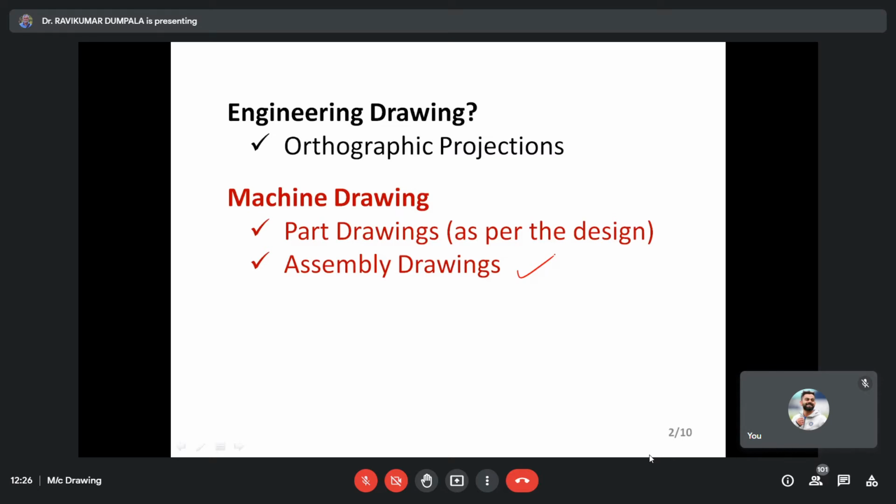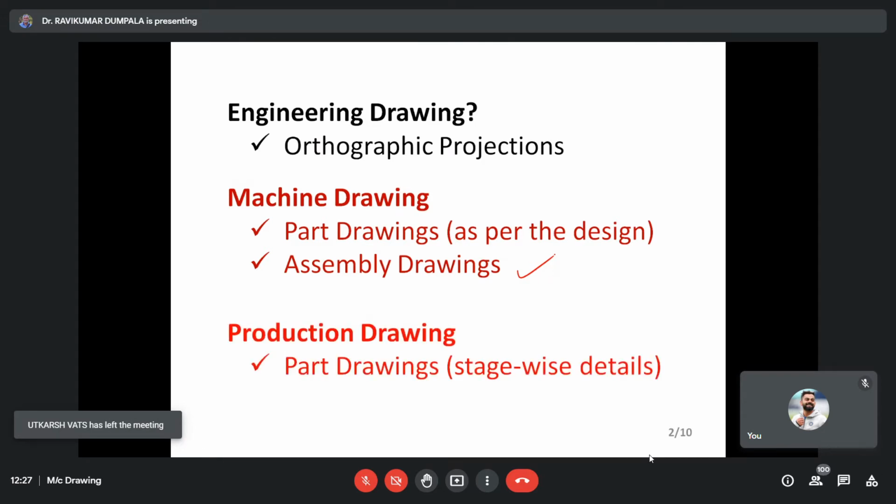Suppose you see, those things you will understand as you go along, during the induction program also. I think this is the induction class. I'll be showing some pictures so that you'll get an overall idea. Okay, so that is about assembly drawing.